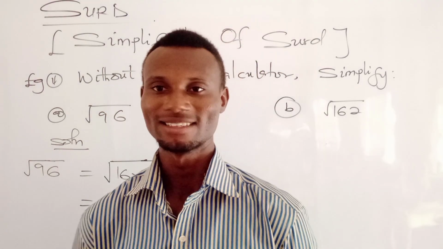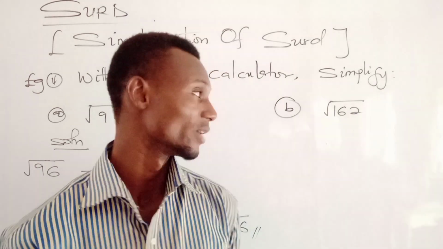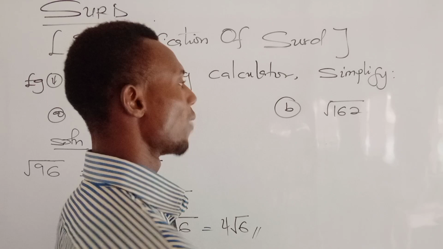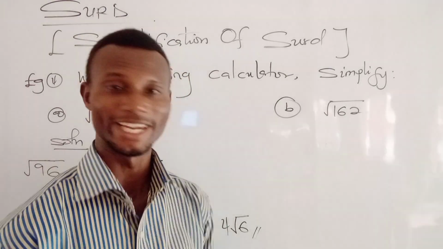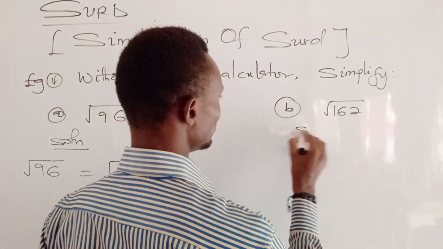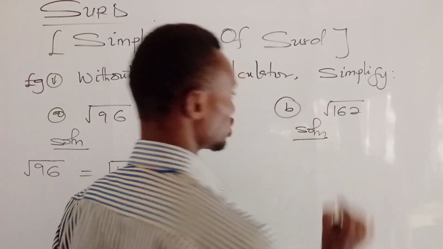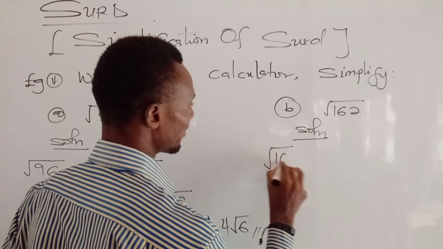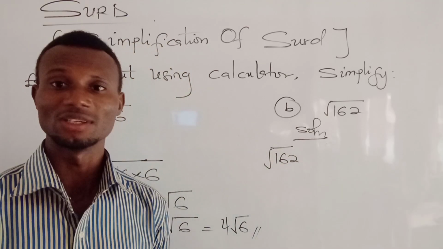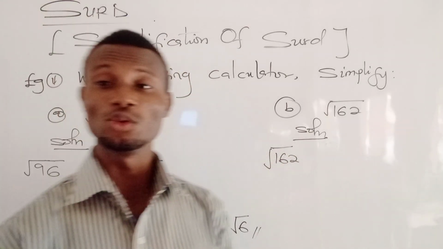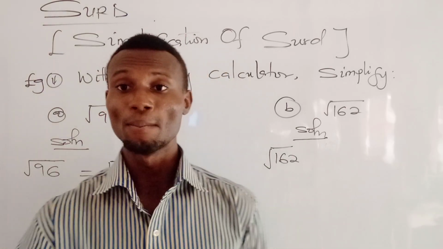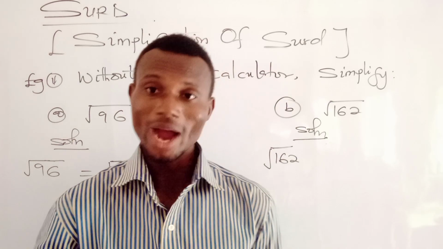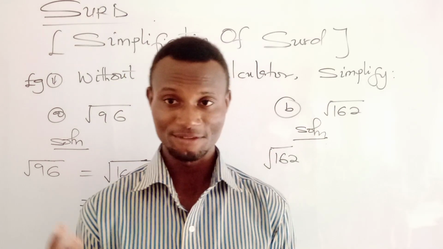Let's go ahead and handle the B that I have on the board. The B says the square root of 162. We have to simplify it. So let me write my solution, and we are going to go through the same process. So I have my square root of 162. We have to simplify this one. So we are going to look for 2 numbers that can multiply to give us back the 162, but one of the numbers needs to be a perfect square.